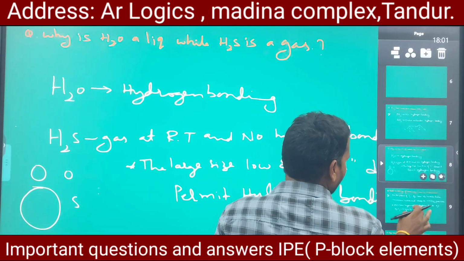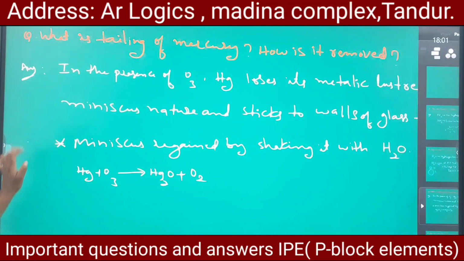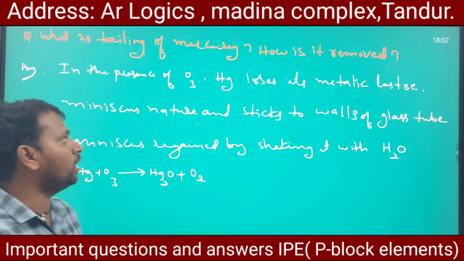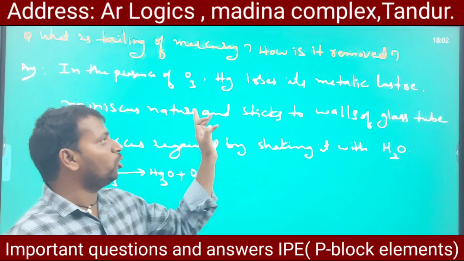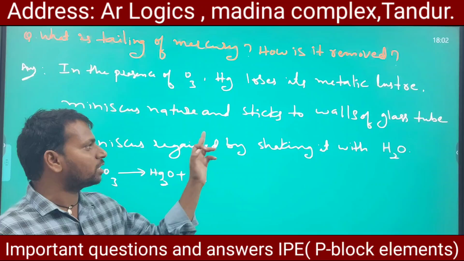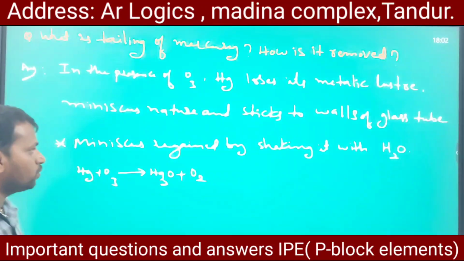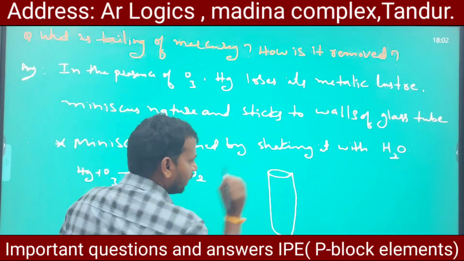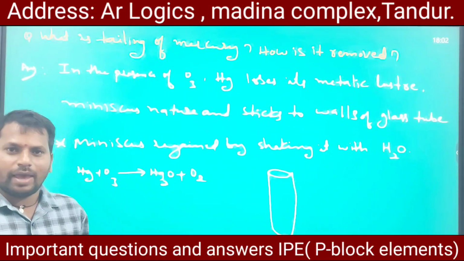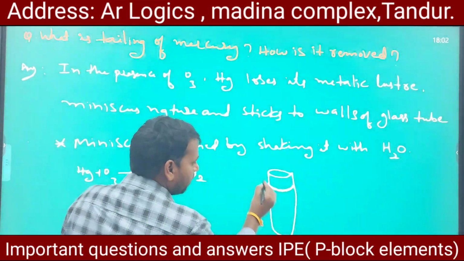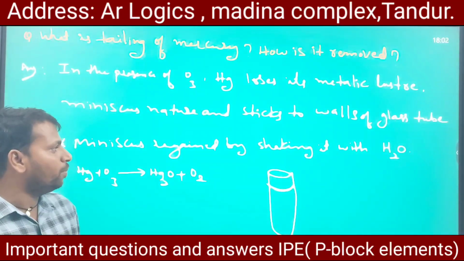Next question. What is tailing of mercury? How is it removed? In the presence of ozone, mercury reacts. Mercury loses its metallic luster and meniscus nature and sticks to the walls of the glass tube. First of all, what is meniscus? If I take a test tube, whenever we fill any liquid, it shows a curved surface like this. This is said to be meniscus nature.